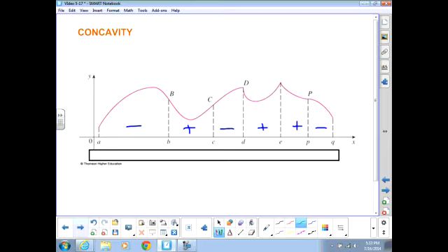Now what the pluses and minuses represent is to remind you that when it's concave down, the second derivative will be negative for all those x values. And when it is concave up, the second derivative will be positive for all of those x values.